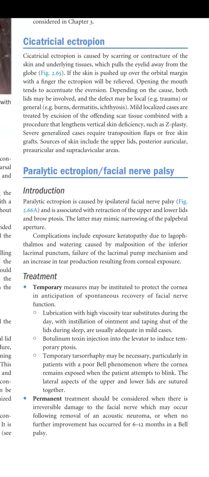Complications include exposure keratopathy due to lagophthalmos, and watering caused by the malposition of the inferior lacrimal punctum, failure of the lacrimal pump mechanism, and increase in the tear production resulting from the corneal exposure. So basically in this topic he is more likely discussing facial nerve palsy. So what happens in facial nerve palsy?